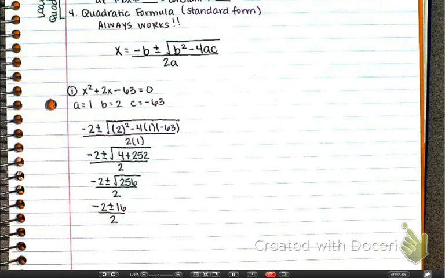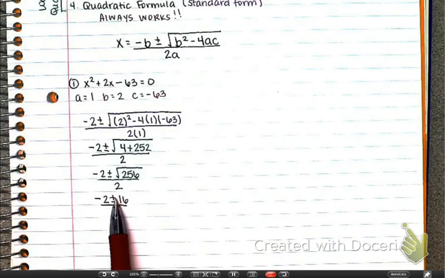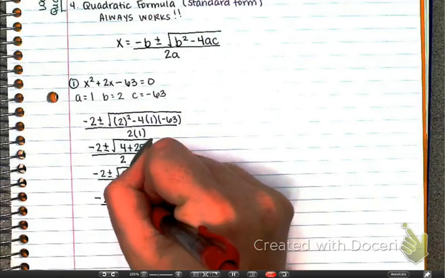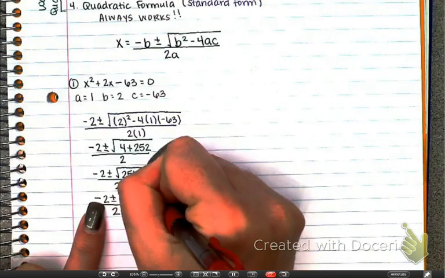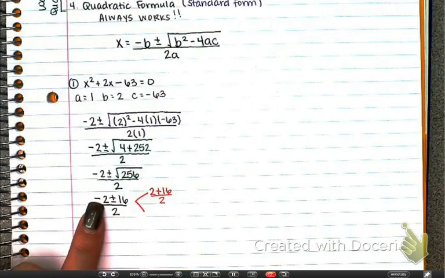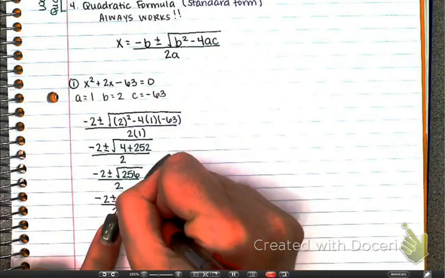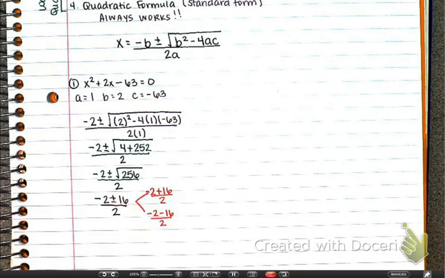Okay, and we're literally going to break this into 2 separate equations, just like we did with completing the square, just like we did with taking square roots. That plus or minus tells me I have 2 separate equations. So first things first, I have a negative 2 plus 16 divided by 2, and a negative 2 minus 16 divided by 2.